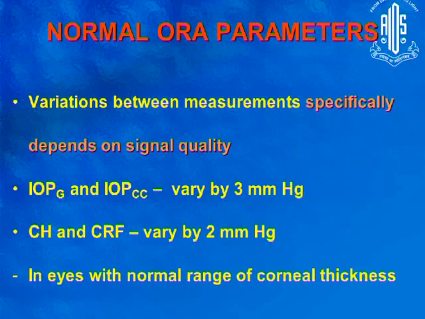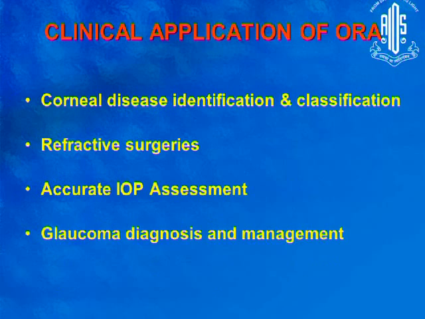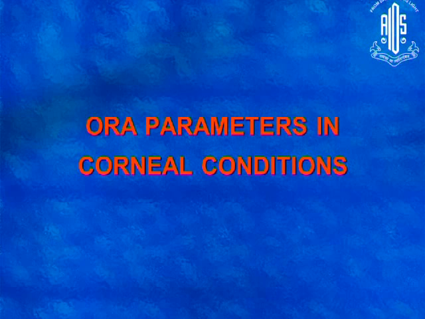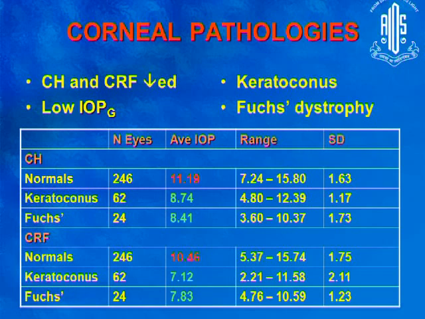The normal ORA parameters, the corneal hysteresis and central corneal resistance factor, vary by about 2 millimeters of mercury in normal eyes. So, clinical applications of ORA: it is helpful in identification of corneal diseases. It is very helpful in screening patients for refractive surgery. It gets us not only IOP assessment but other parameters of the cornea. So let us see some ORA parameters in corneal conditions. For example, in conditions like keratoconus and Fuchs dystrophy, it is very useful.